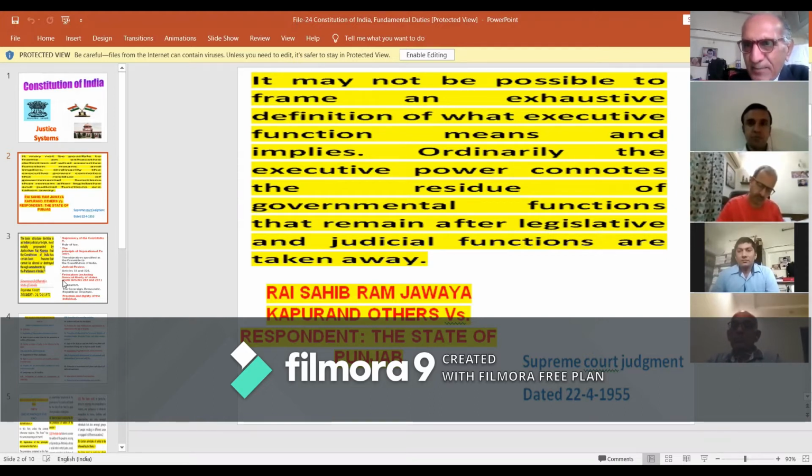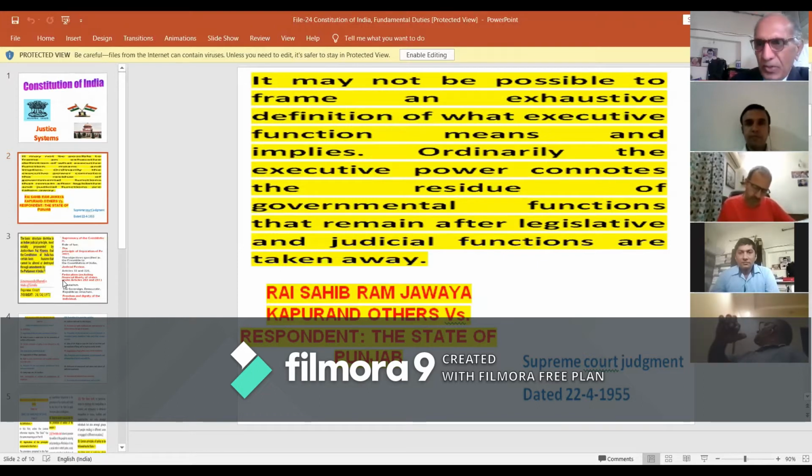An attempt is being made here to give a complete picture of the functional apparatus of the powers of the government. So government functions are set up such that there will be legislative and judicial functions, and what remains after the legislative and judicial functions may ordinarily be taken as the executive power.